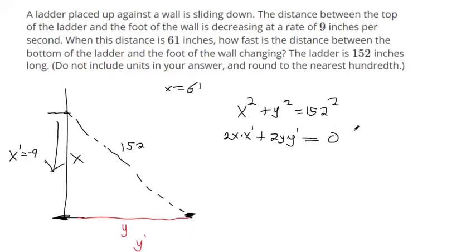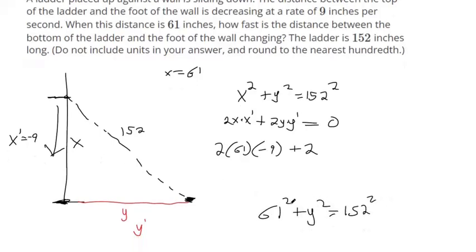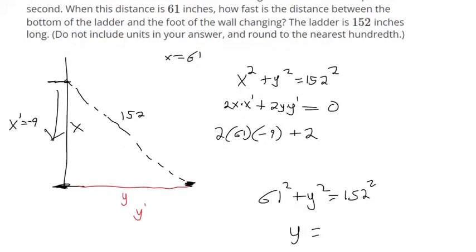Okay, so now if we plug in our given information, this distance is, oh, okay, so here, we know what x is. We can plug in 61 in for x. We know x prime is constantly -9, so we can plug in -9 in for x prime. Now y, we're not directly given y, but we can find it out because at this instant, x is 61. And since the ladder is always 152 inches, that ladder's not shrinking. That ladder's the hypotenuse. We can solve that equation for y.